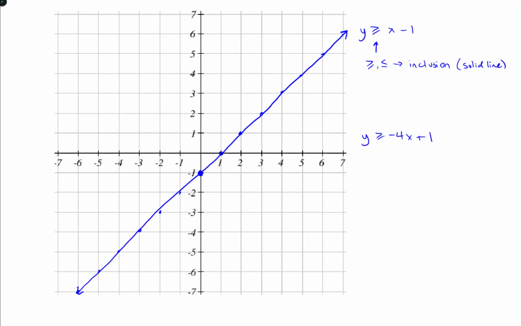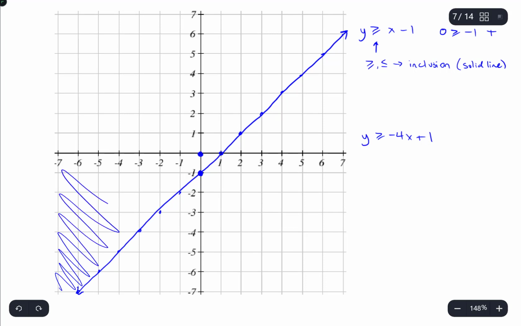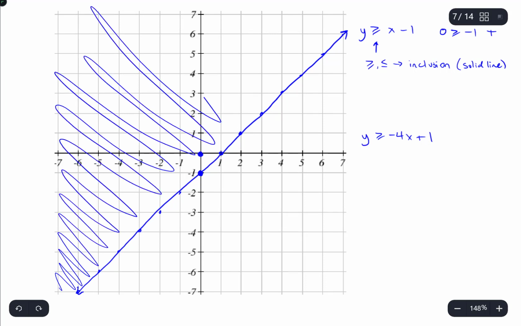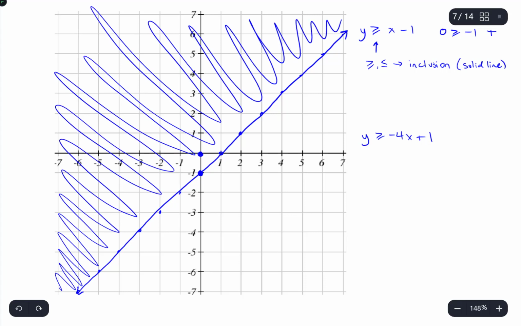And lastly, I need to decide which way I'm going to shade. So I pick a test value, and if the origin is available to use, I'll use that. So if I plug in 0, 0, I would have 0 for y is greater than or equal to negative 1 because your x is 0 as well. 0 is greater than negative 1, so that's a true statement. So then what you would do is shade the side of the line that contains the origin.